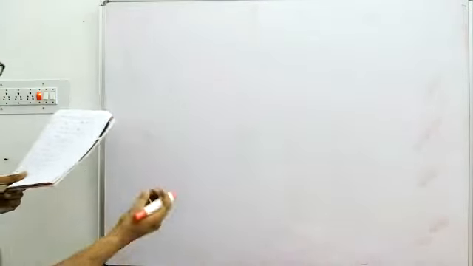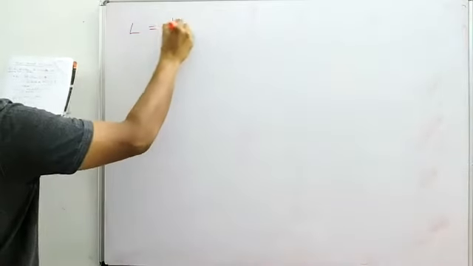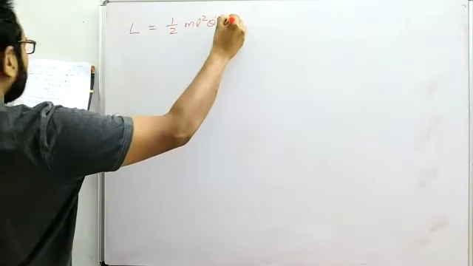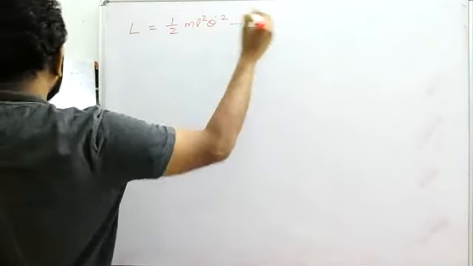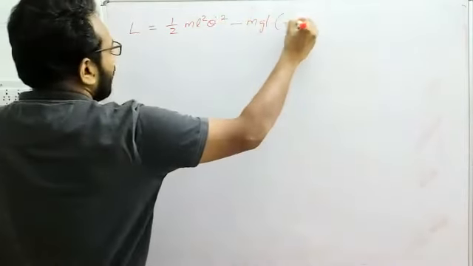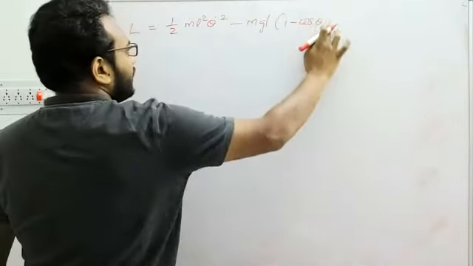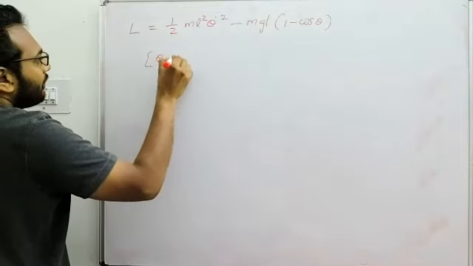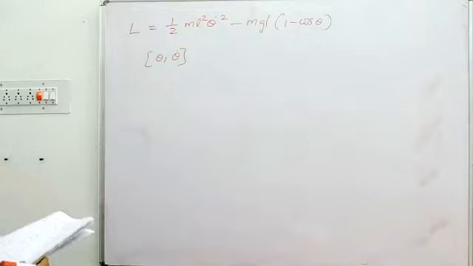Here's a slightly more involved one. We're given the Lagrangian L equal to half ml square theta dot square minus mgl times 1 minus cos theta. The Lagrangian is given. Now you are asked to find theta with theta dot, the Poisson bracket of theta and theta dot.